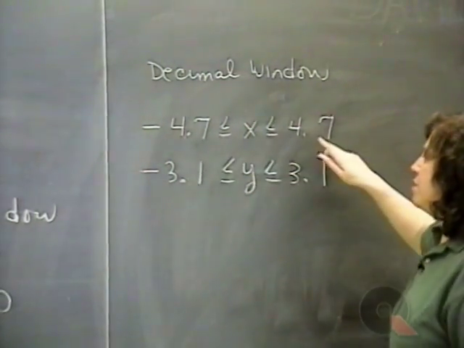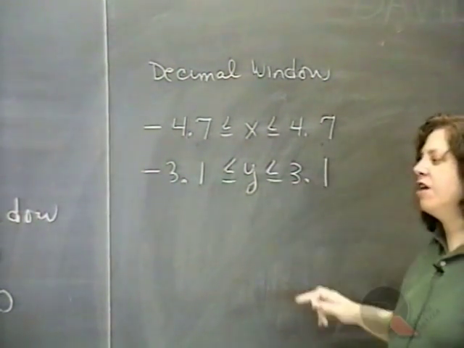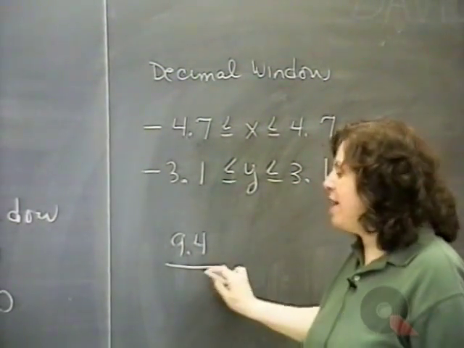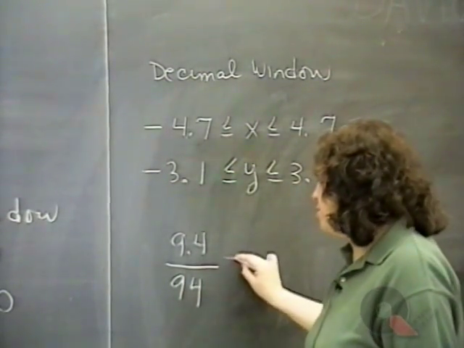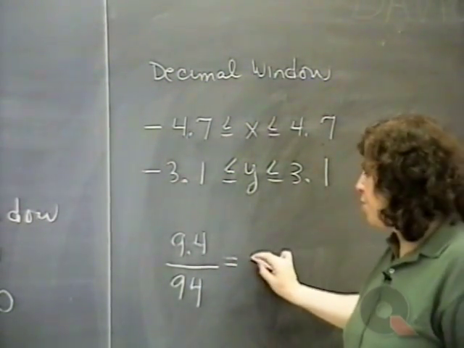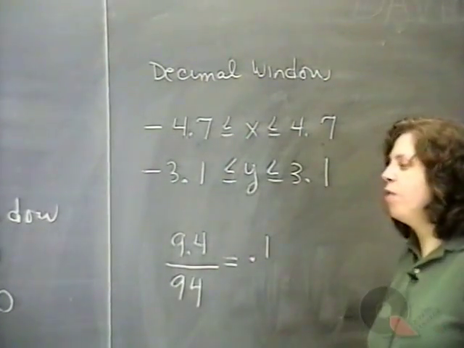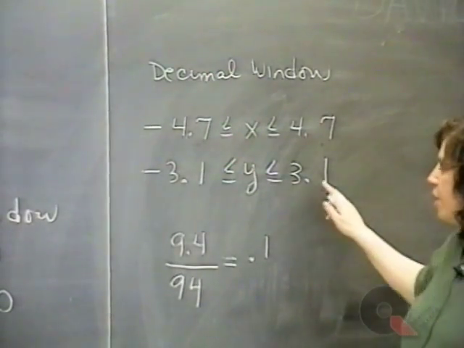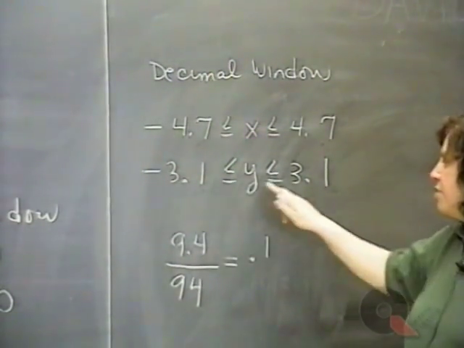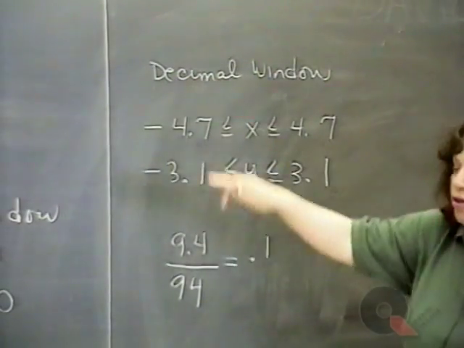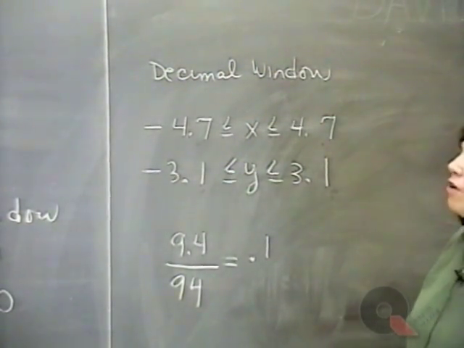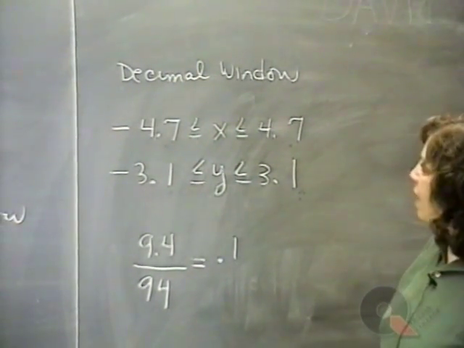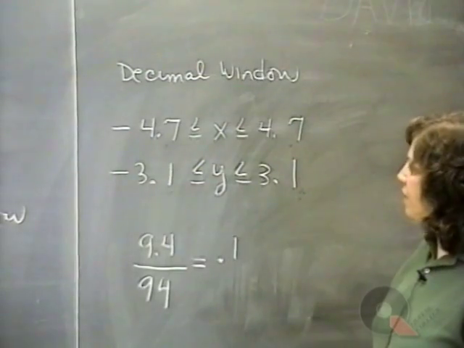We're going from minus 4.7 to 4.7, a total distance of 9.4 units. And the calculator is going to do that in the same 94 boxes. Therefore, each time we hit the cursor, we're going to be going up by 0.1 instead of 0.213. Similarly, we're covering a distance of 6.2 units in the 62 boxes that we have going up and down. Now, understanding this, let's look now at the picture that we would get using the decimal window.